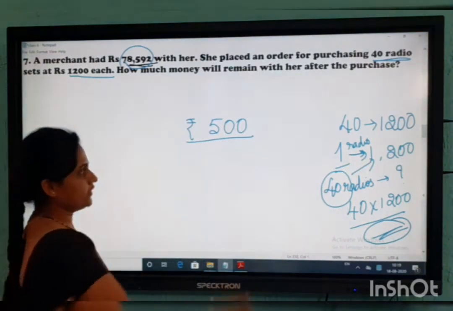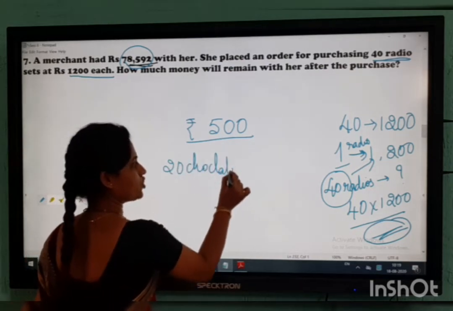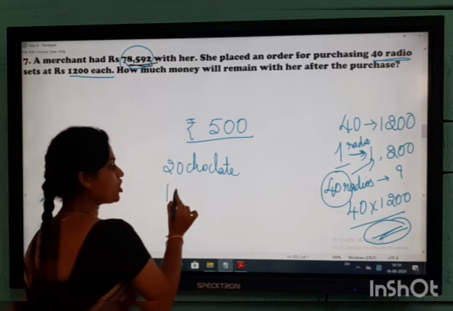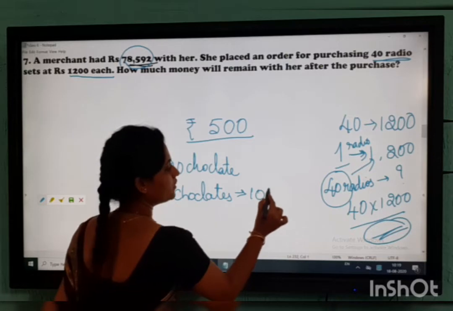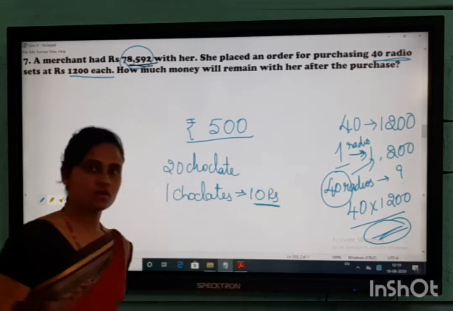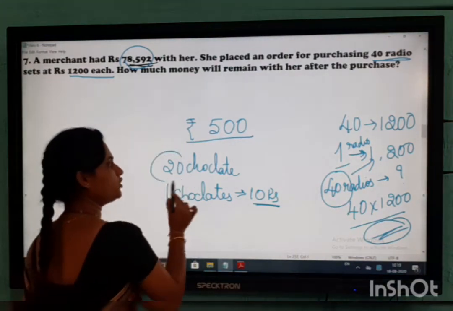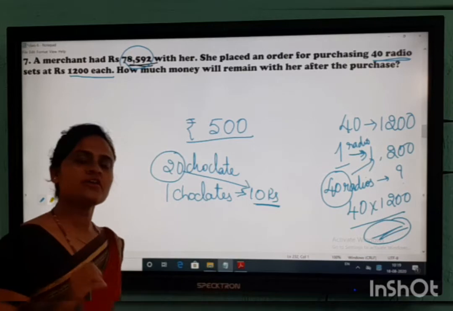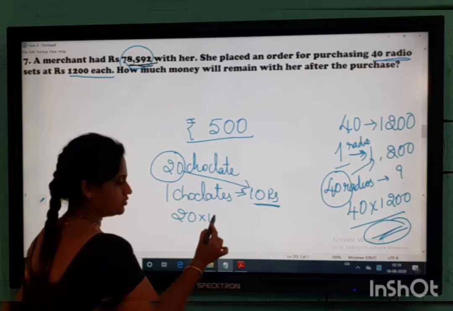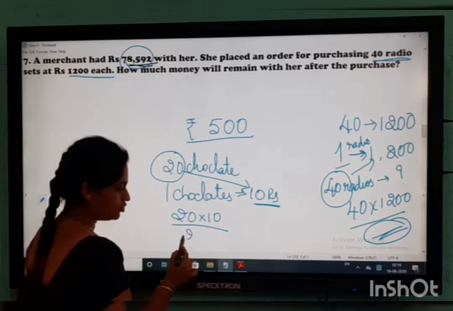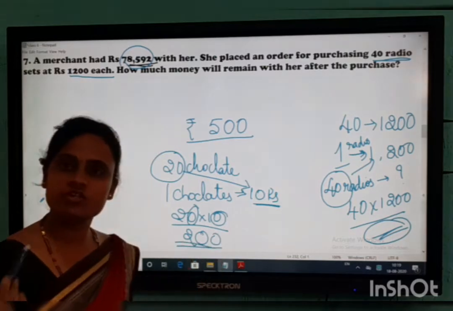Now, you will take 20 chocolates, where one chocolate costs 10 rupees. Got it, children? Now, if you take 20 chocolates, what is the total amount you have spent now? What you will do? You will multiply 20 into 10. 2 ones are 2. How many zeros? 1, 2. So 200 rupees you have to give for that shop.